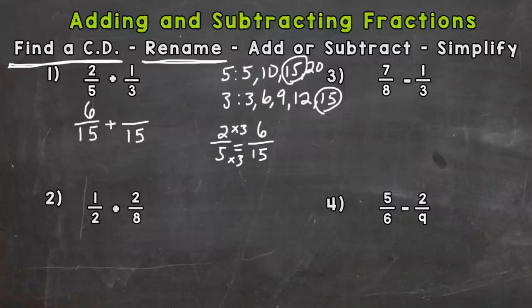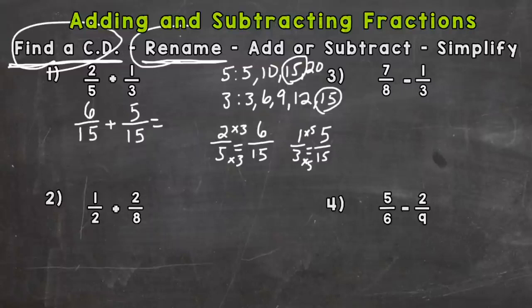Now we need to do 1/3. So 1/3 equals how many 15ths? Well, 3 times 5 is 15. So we need to do that same thing to the top. 1 times 5 is 5. So this is going to be 5/15.